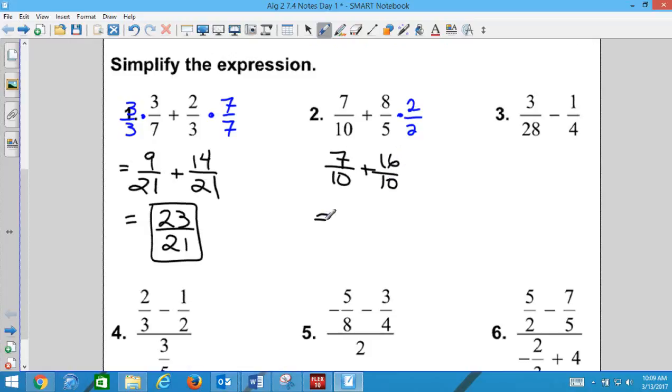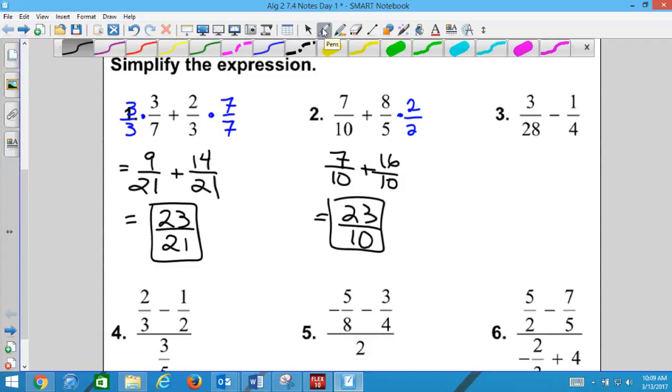Then when you add them, you add the numerators, but you keep the like denominator. So we have 7/10 plus 16/10. So now we have 23/10. We have 23 of the like thing. Or 2 and 3/10.